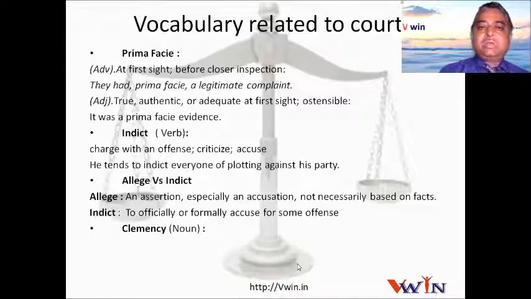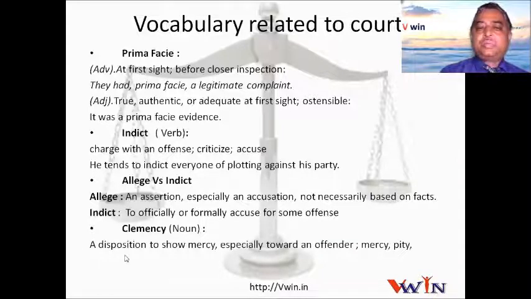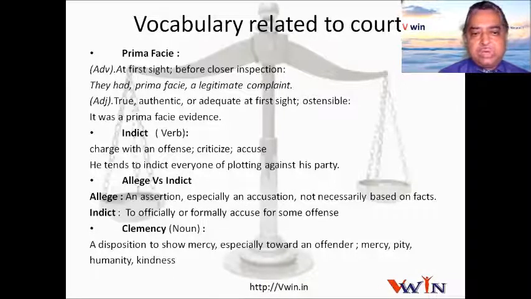Now, clemency, we have already seen this word in part one. Clemency is nothing but a disposition to show mercy, especially towards an offender, also known as mercy or pity, humanity, kindness. So when somebody moves a petition, petition we have already seen means a formal request. When somebody files a petition for clemency, it means the person is requesting, the person is asking for mercy.